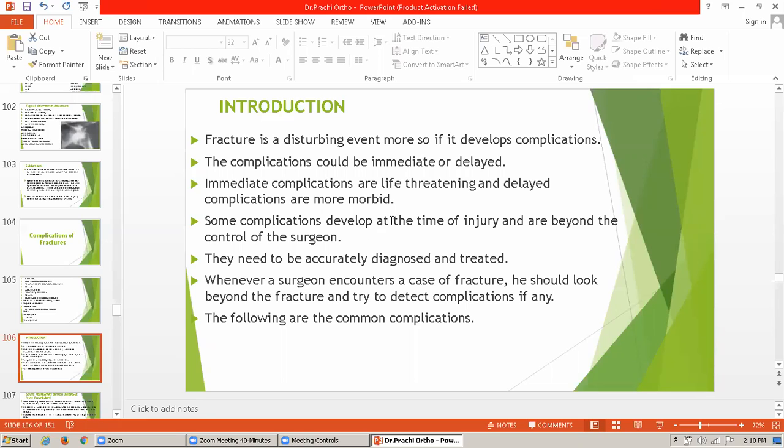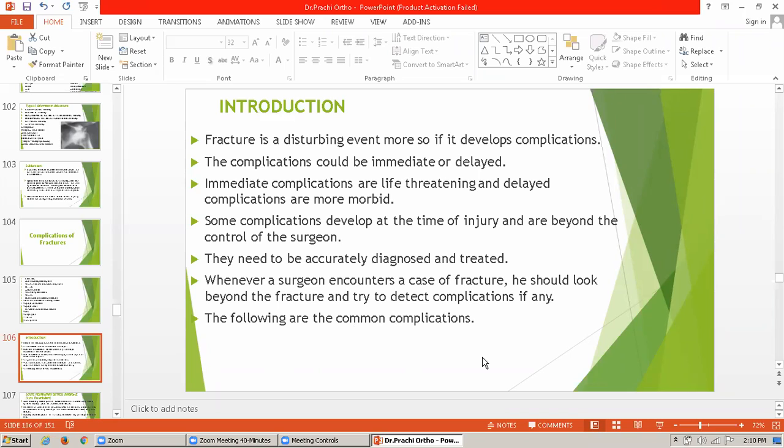Some complications develop at the time of injury and are beyond the control of the surgeon, so they need to be accurately diagnosed and treated. Whenever a surgeon encounters a case of fracture, he should look beyond the fracture and try to detect complications, if any. The following are the common complications.